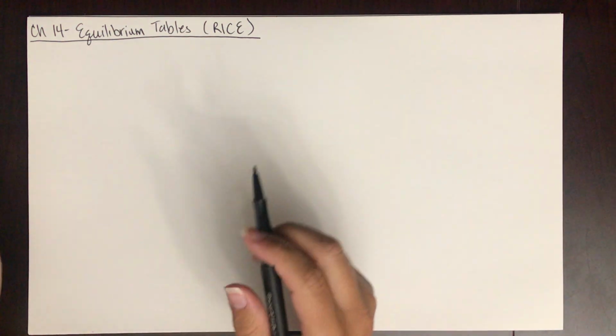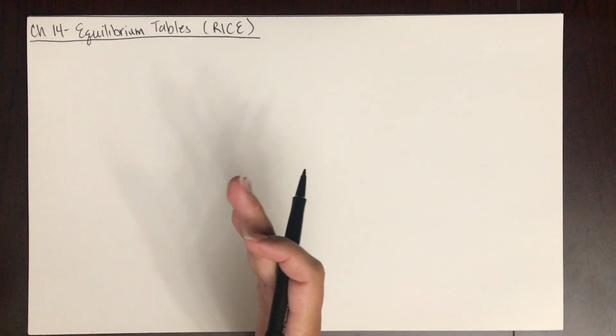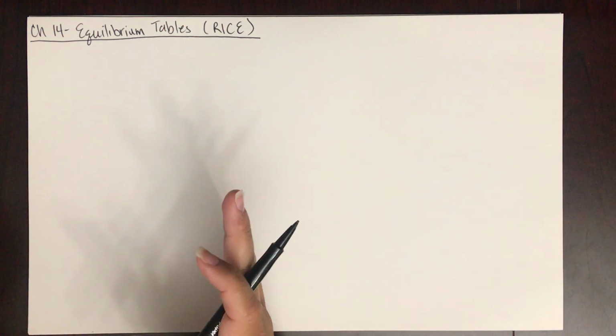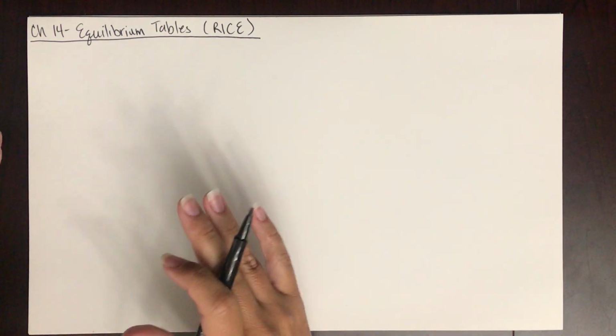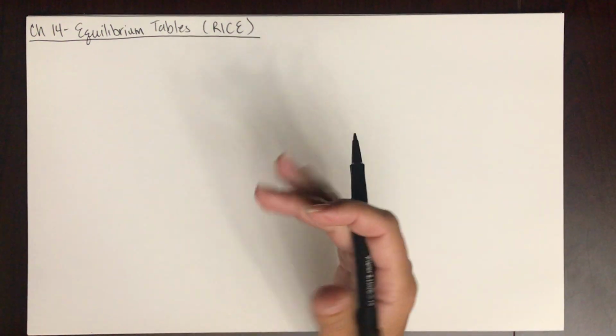All right, so let's talk about something called equilibrium tables. Your book or different sources that you are using may refer to these as either ICE tables or RICE tables, and I will show you why this is. So we use an equilibrium table to determine concentrations of reactants and products during different parts of a chemical reaction.